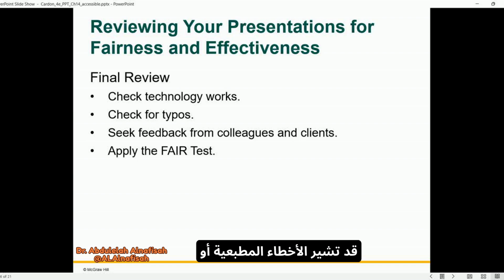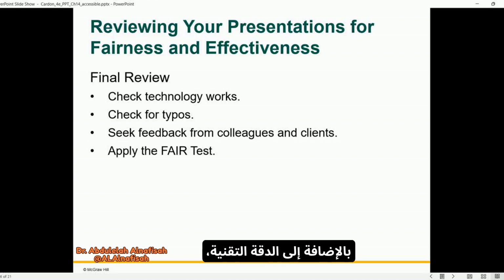Typos or formatting errors in electronic slides can signal carelessness, potentially undermining your credibility. To avoid such pitfalls, it is vital to seek feedback from colleagues and clients before and after your presentations. Their insights can help you identify areas for improvement and ensure that the content aligns with their expectations and needs.